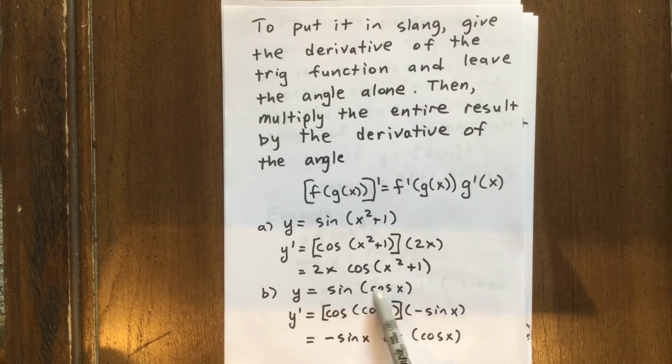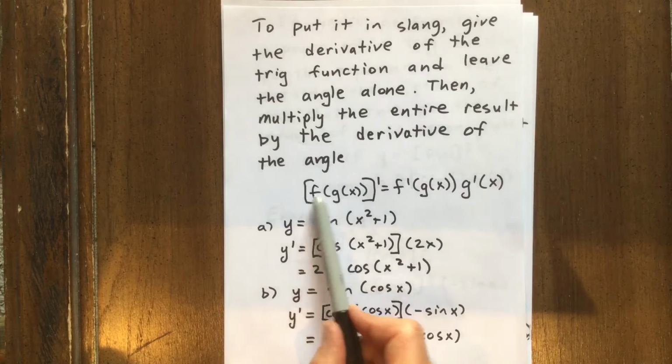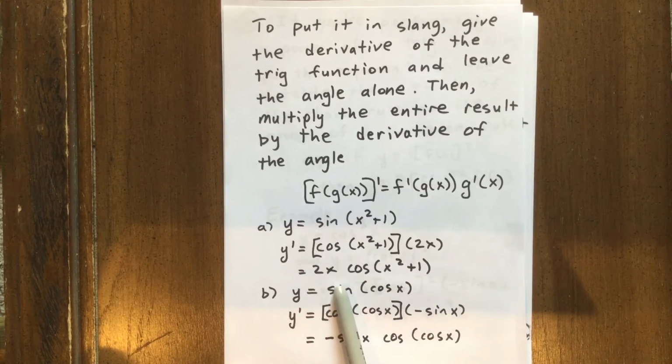So what if I have the sine of cos x? Okay, well, let's think of it. We've got f of g of x. F is the sine, and g of x is cos x. So the derivative of the outer is cos. Leave the angle alone. And then multiply that entire result by whatever the derivative of that angle is, which in this case is negative sine x. Again, I like to remind myself we're not multiplying cos x by negative sine x. Instead, we're multiplying negative sine x by this entire result. So just to not confuse myself, I like to put that in front. It's negative sine x times the cos of cos x.